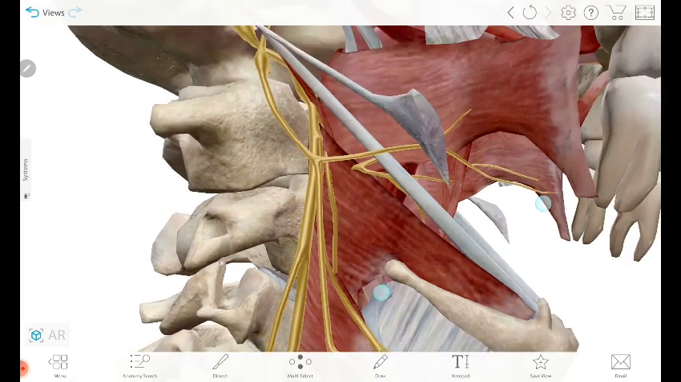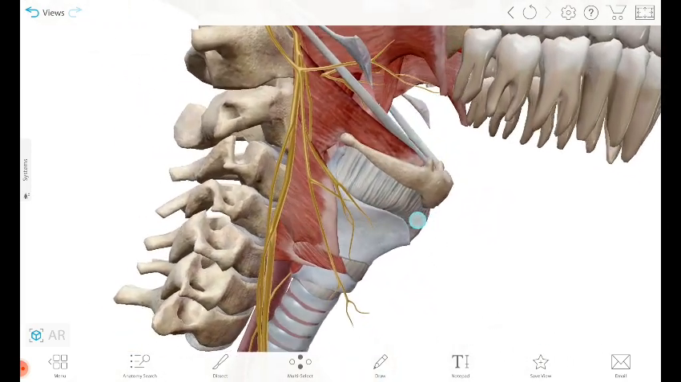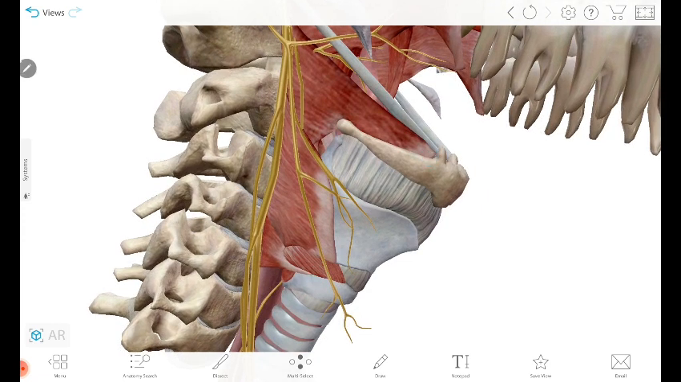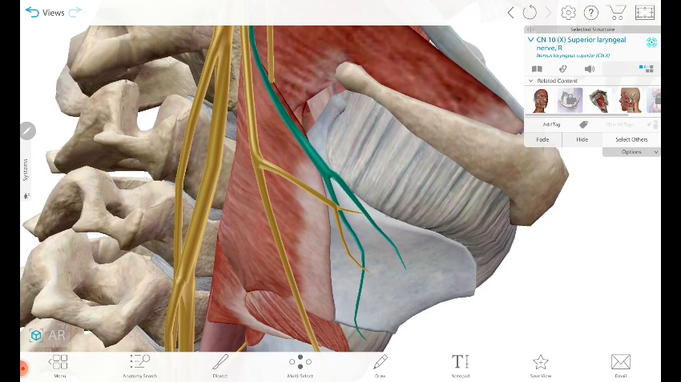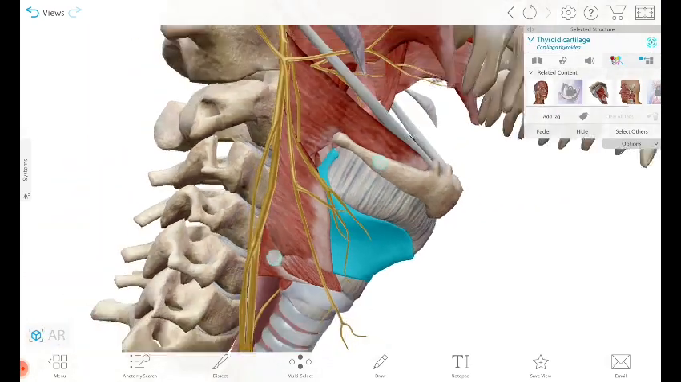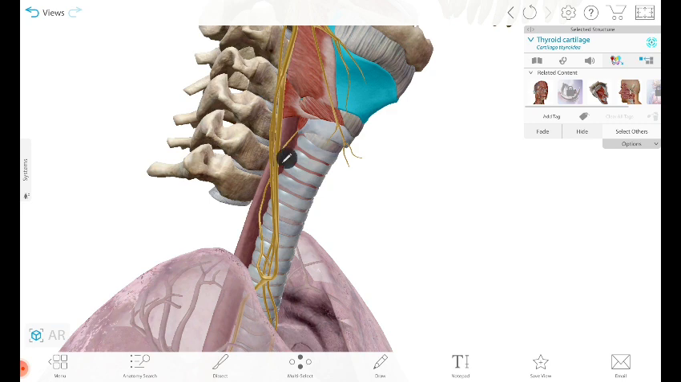Now we will see the structures passing between the middle constrictor and the inferior constrictor. So this nerve here is passing between the middle constrictor and the inferior constrictor. So this nerve is known as superior laryngeal nerve. So this nerve is the superior laryngeal nerve, and beneath the inferior constrictor passes one nerve.